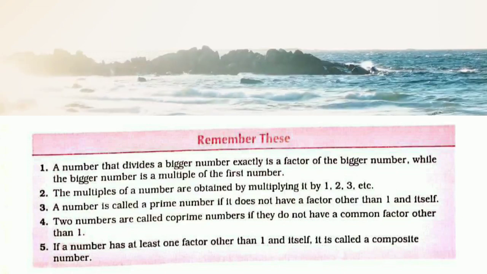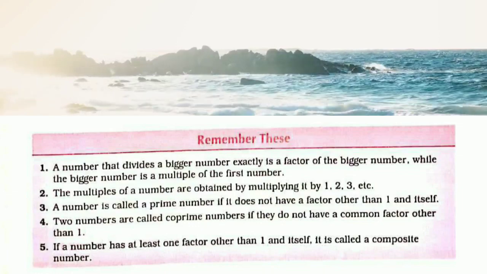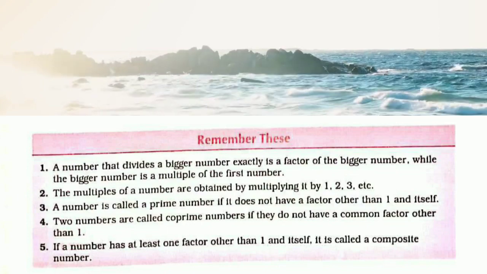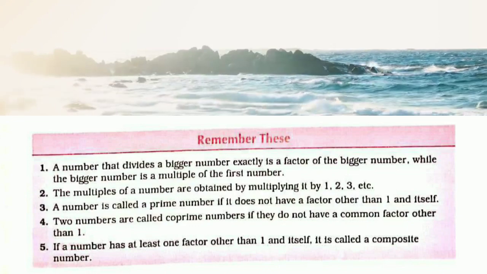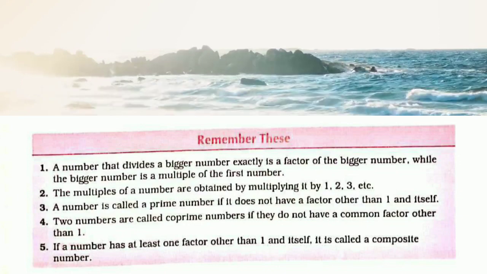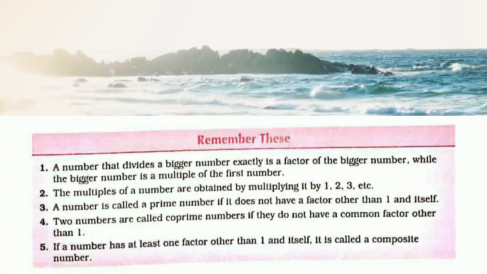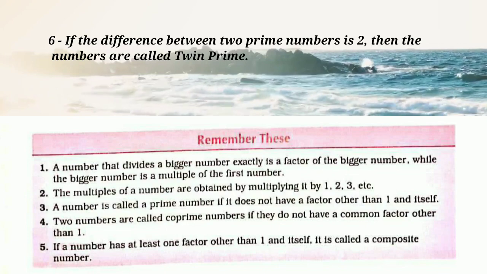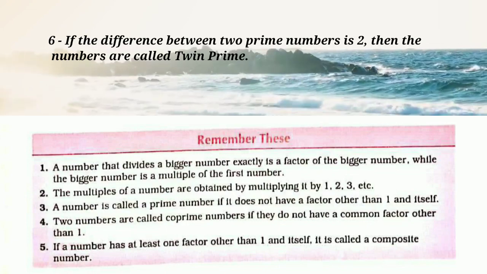Number 3, a number is called a prime number if it does not have a factor other than 1 and itself. Number 4, two numbers are called co-prime numbers if they do not have a common factor other than 1. Number 5, if a number has at least one factor other than 1 and itself, it is called a composite number. And one more point I am adding here: if two prime numbers have a difference of 2, they are known as twin primes.